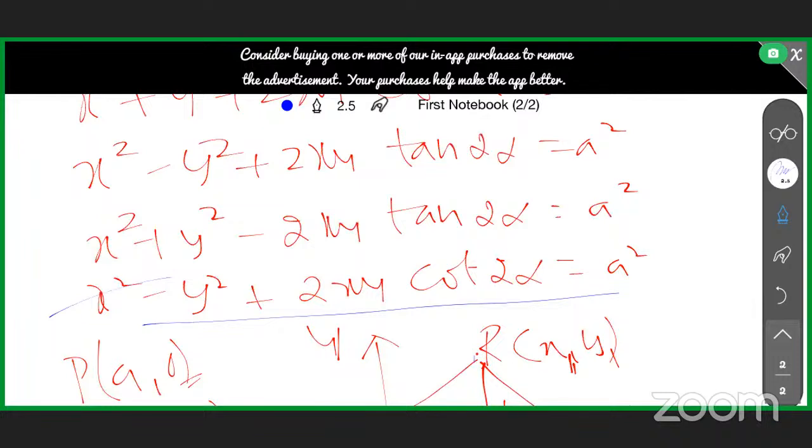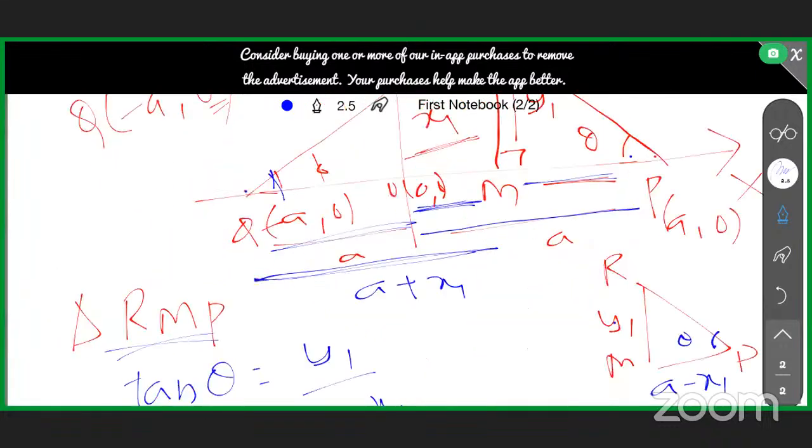Did you understand? Yes, sir. So by this, we are concluding level 3. Now we'll go for level 4 problems from tomorrow onwards.